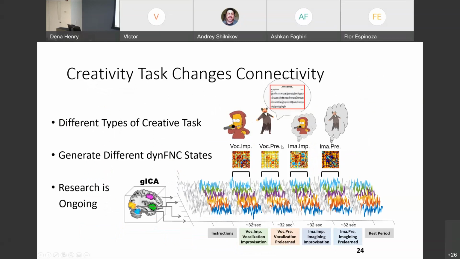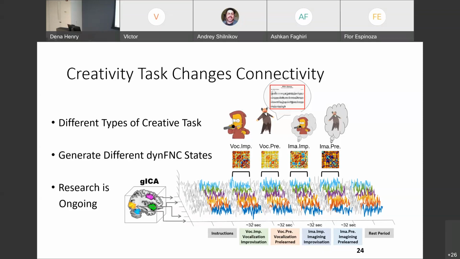I forgot to say that some of the tasks were imaginative, they were just imagining, and the other ones were actually performing. So we changed the task inside the machine, creating changes in time with connectivity. And these changes in time and connectivity resulted in differences in the whole brain connectivity matrices.